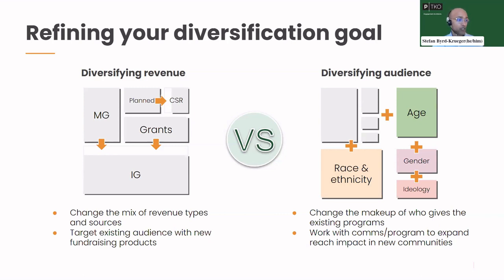And then vice versa, you could be looking at just expanding the overall pool of donors. So you might be thinking about, how do we actually change the makeup and the look of the people who are giving to us? So thinking about things like age, race and ethnicity, gender, and ideology in your donor portfolio.